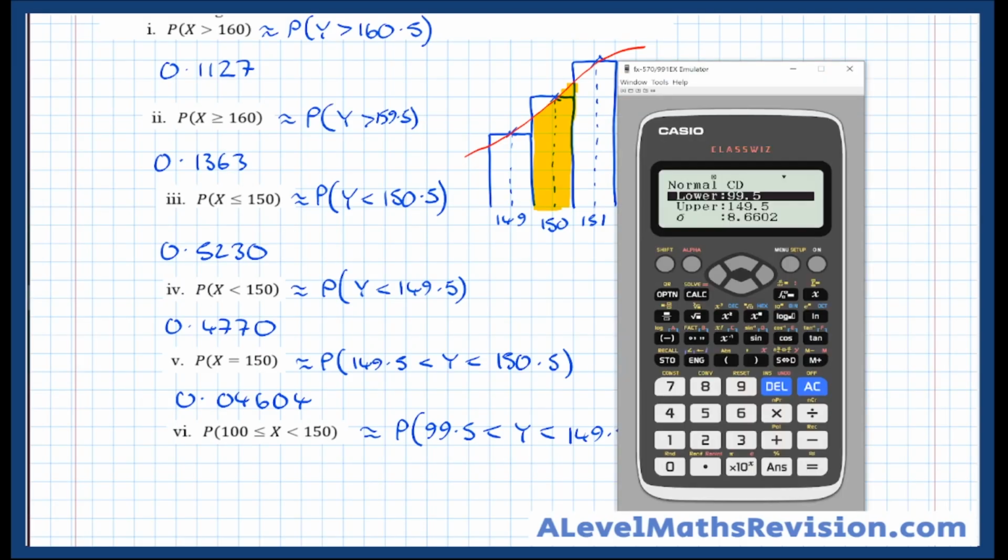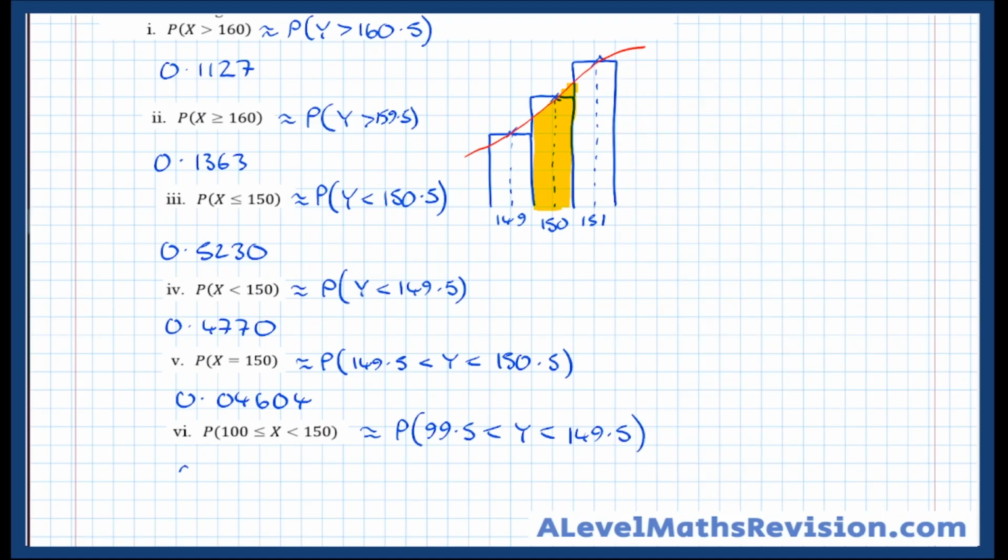So putting this in the calculator, we can see there that the lower bound is 99.5, the upper bound is 149.5, and we get 0.4770.